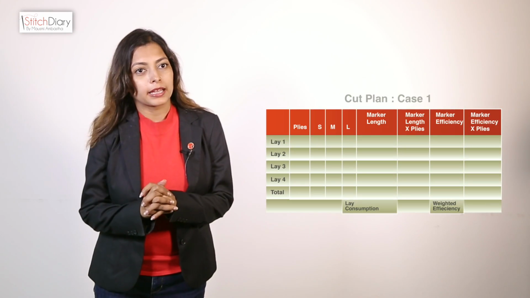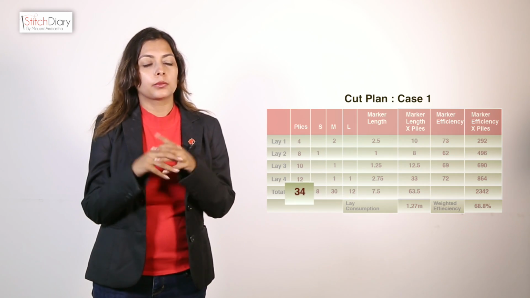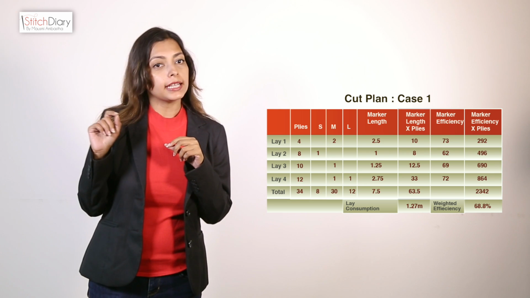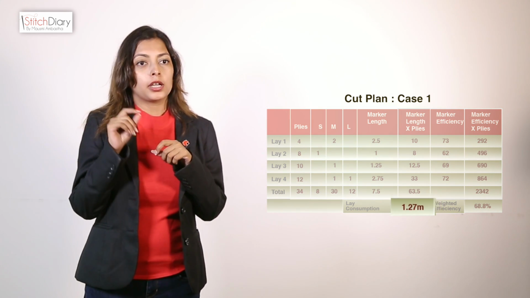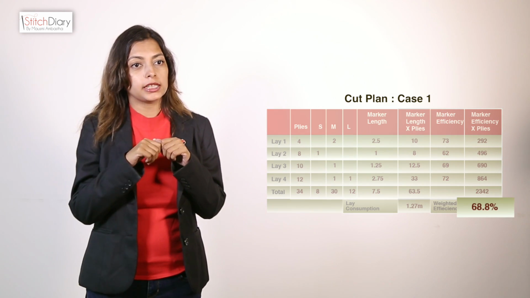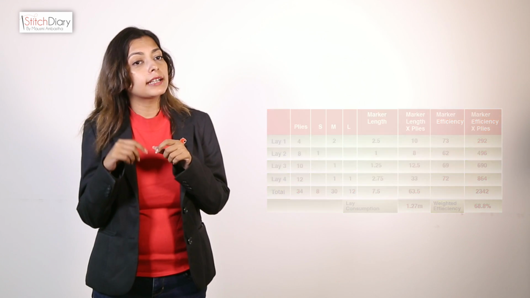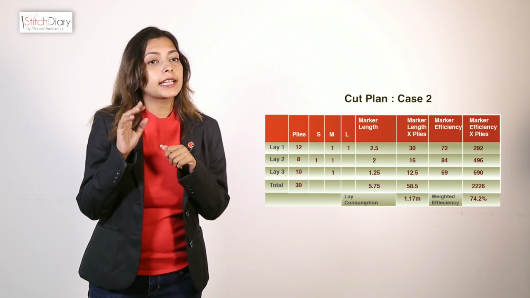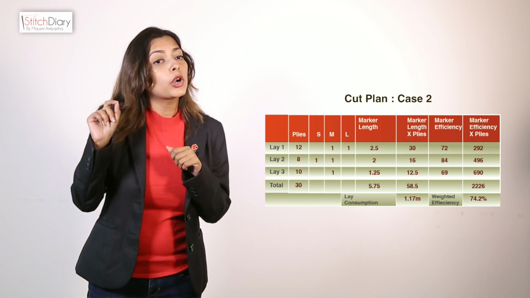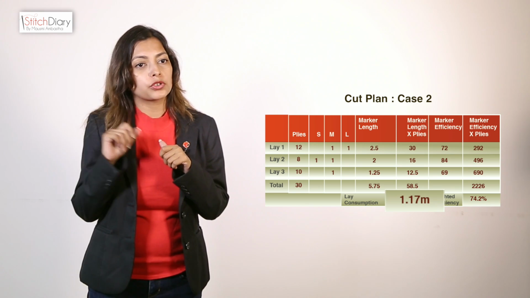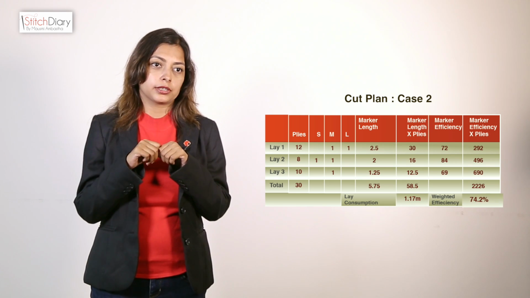In the first cut plan, as you can see here, there are 4 lays, 34 plies. When we calculate, we get a lay consumption of 1.27 meters with a weighted efficiency of 68.8%. Now let's look at the second case. The second case has 3 lays, 30 plies, 1.17 as lay consumption and 74.2% of weighted efficiency.